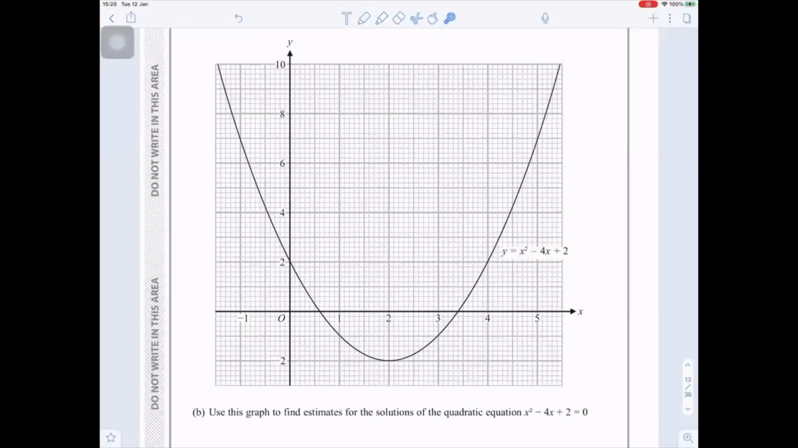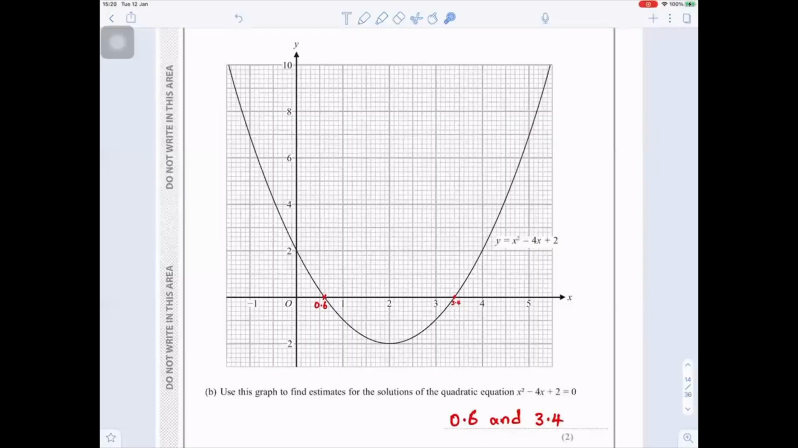Part B, use this graph to find an estimate for the solutions of the quadratic equation. So you've got the graph at the top there. You want to find the estimate for the solution of the quadratic equation, x squared minus 4x plus 2 equals 0. It is called an estimate because you wouldn't get an exact answer because the graph is not perfect. And the solution of a quadratic equation is where it crosses the x-axis.